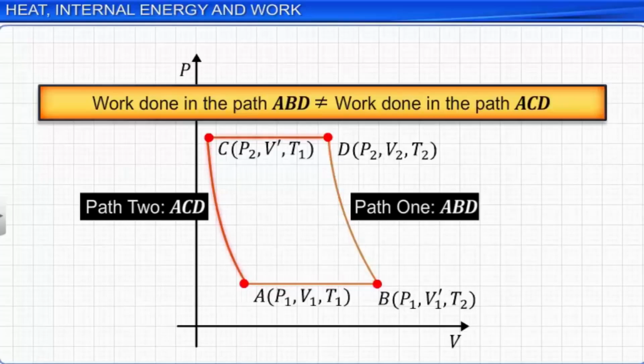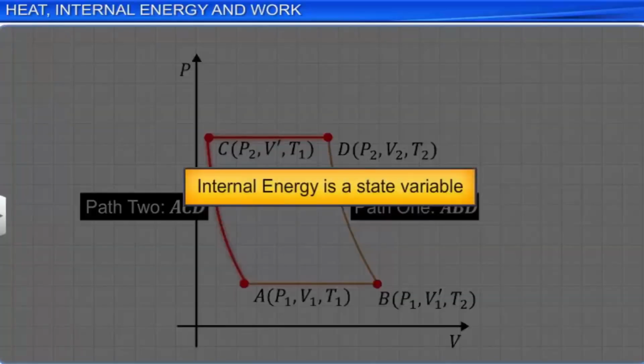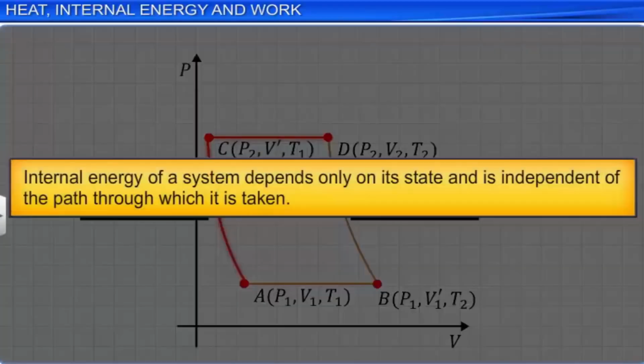In this aspect, the internal energy is different. Internal energy is a state variable. The internal energy of a system depends only on its state and is independent of the path through which it is taken.